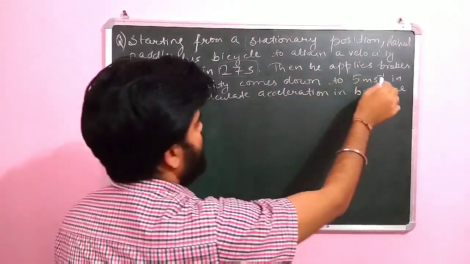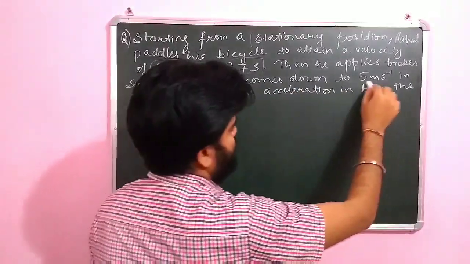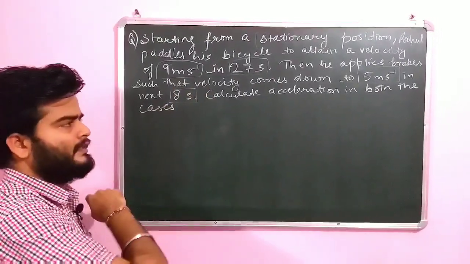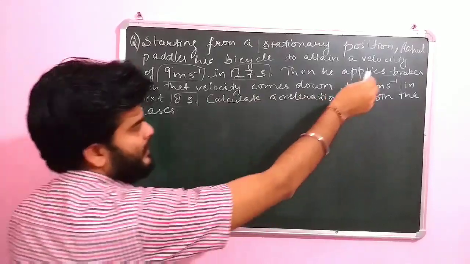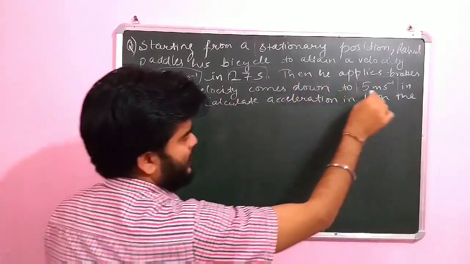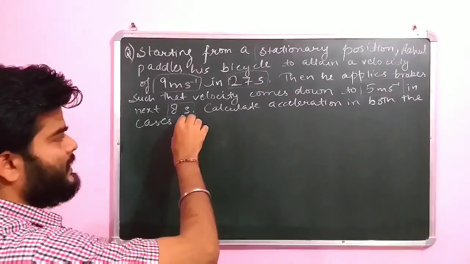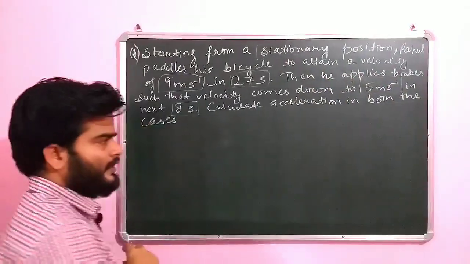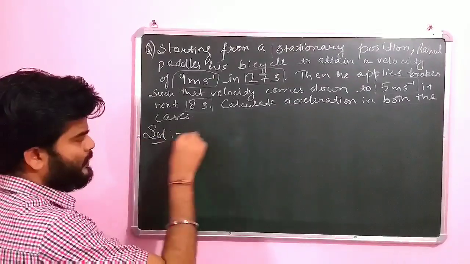Then he applies the brakes such that velocity comes down to 5 meter per second in the next 8 seconds. And then he applied the brakes, and when he applied the brakes, the velocity decreases and it comes down to 5 meter per second in the next 8 seconds. We have to calculate the acceleration in both the cases. So let us start our solution.